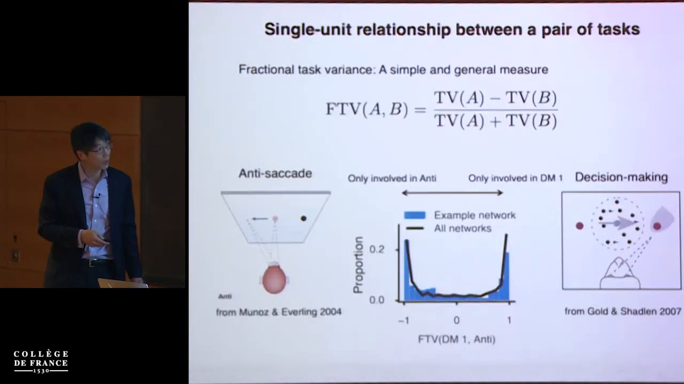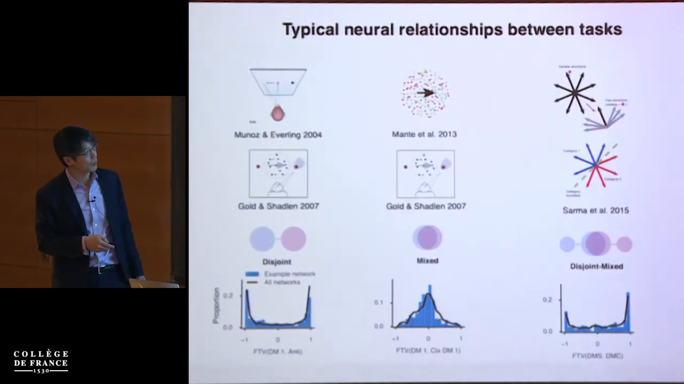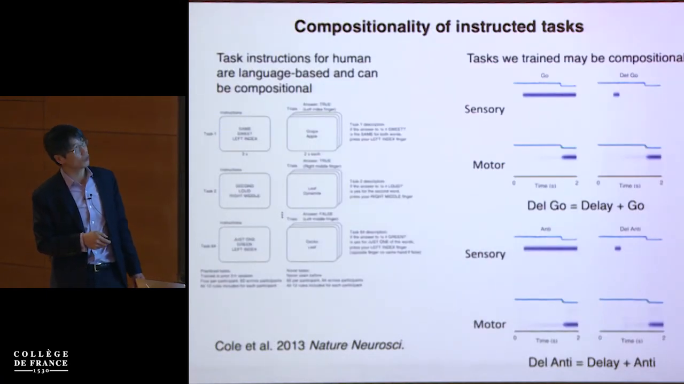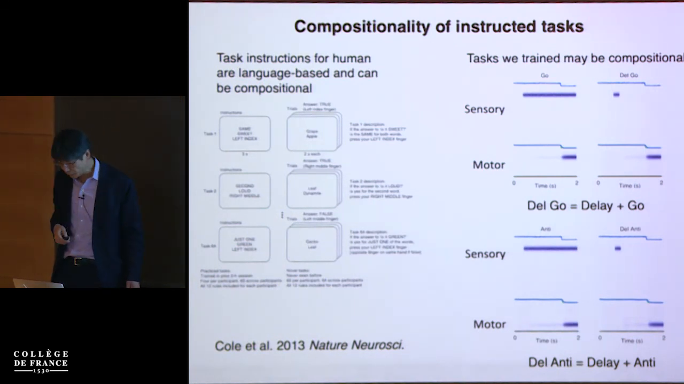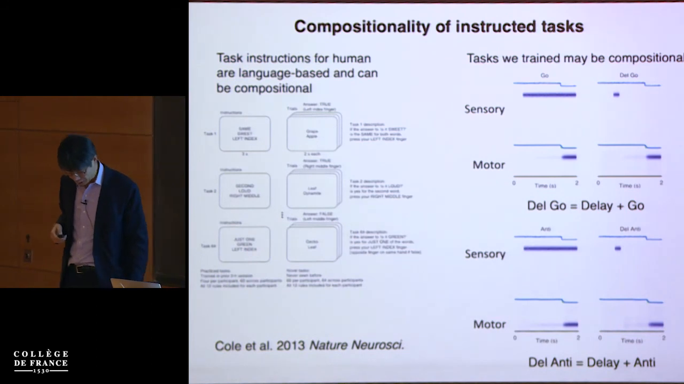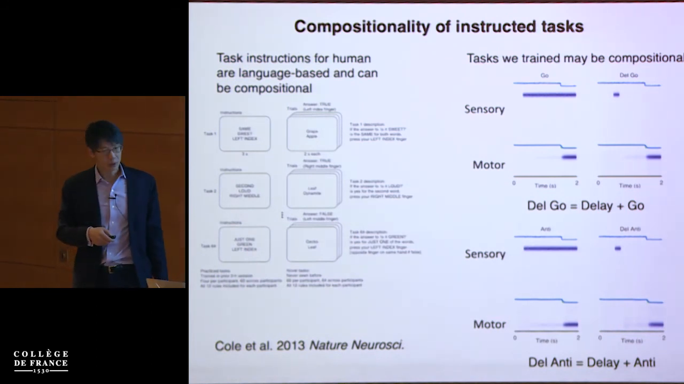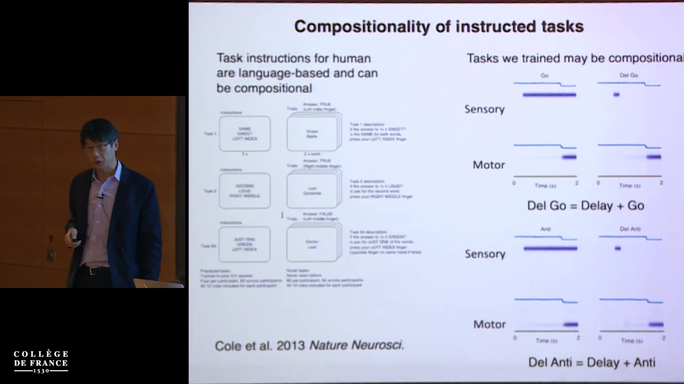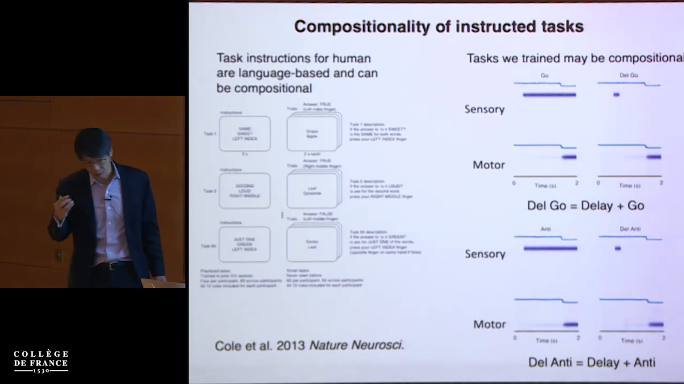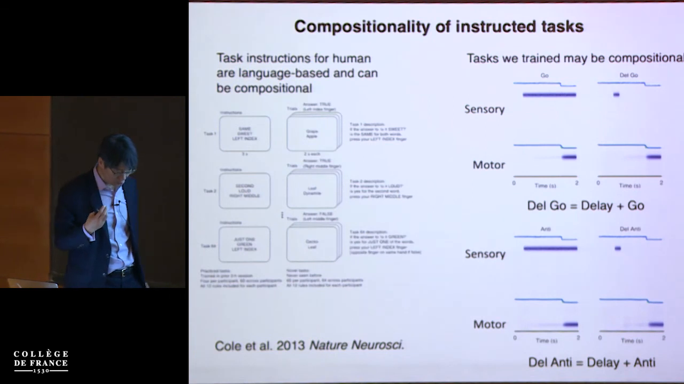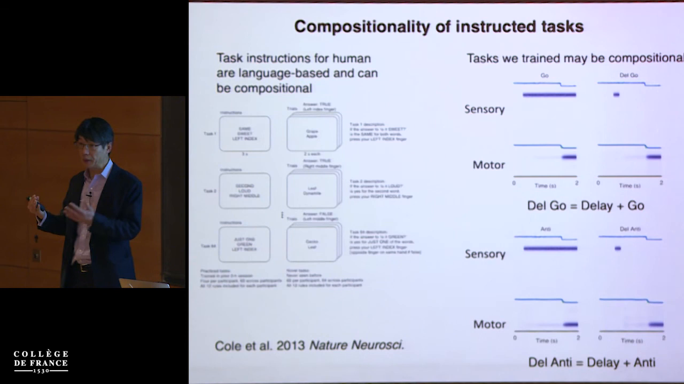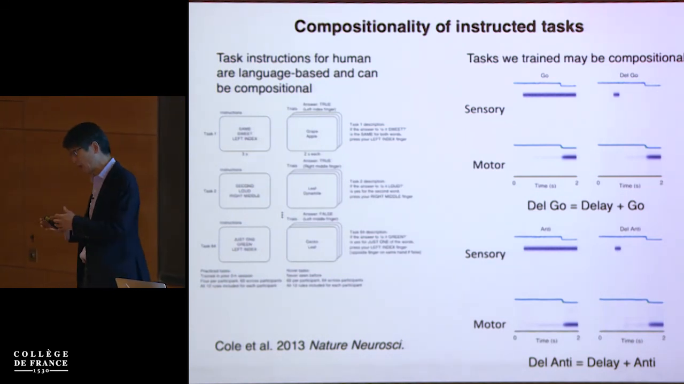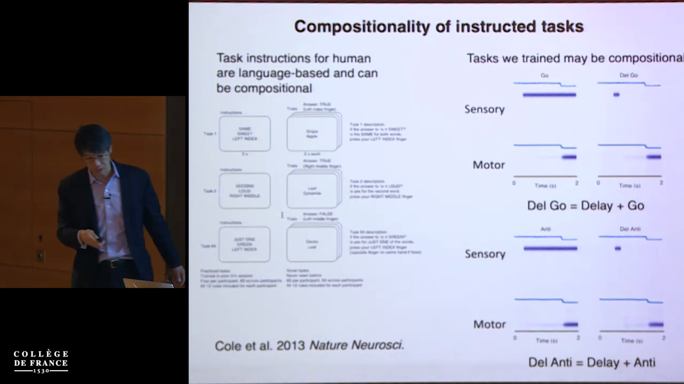Let me skip a few slides in the interest of time. Just show you one more thing before I stop, which has to do with compositionality, which is, of course, very, very essential for human cognition. Language is naturally compositional, right? So we thought that maybe some of the tasks that our network learned to do have some compositionality. So for example, delayed go may be delay plus go, right? Delayed untie may be delay plus untie, etc., right?